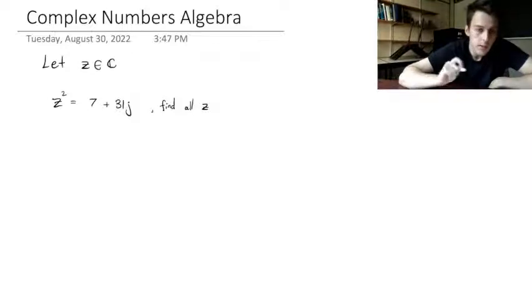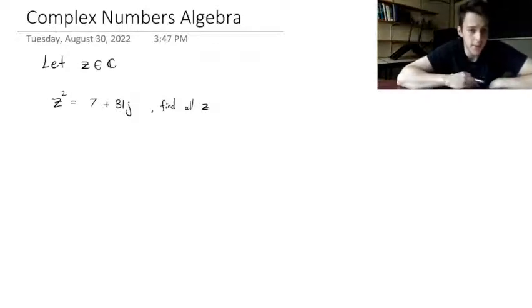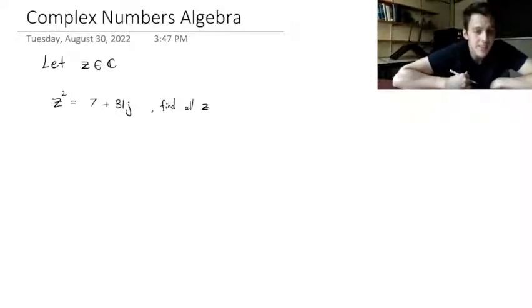And this in real numbers would be quite easy, right? Square root both sides and we're done. But unfortunately, with complex numbers, we can't just take the square root of both sides. We have to actually do a little bit more algebra.